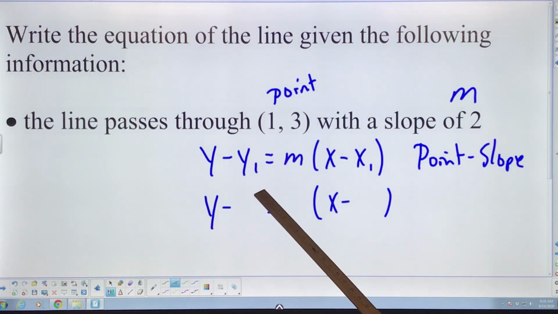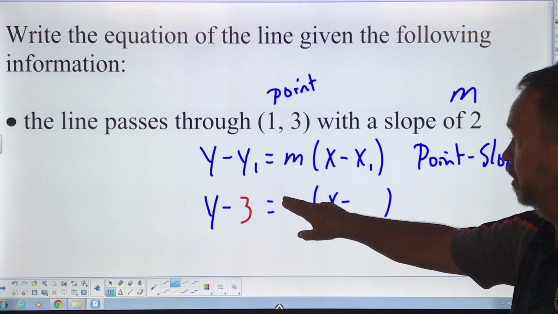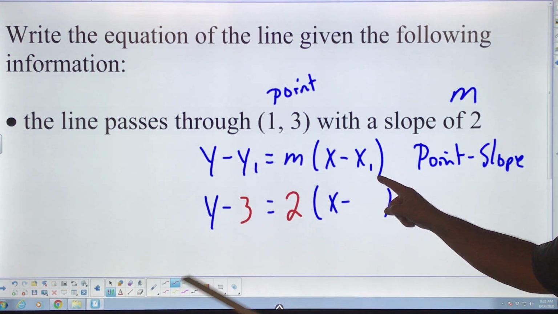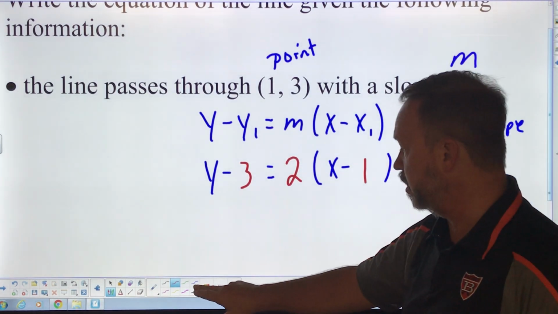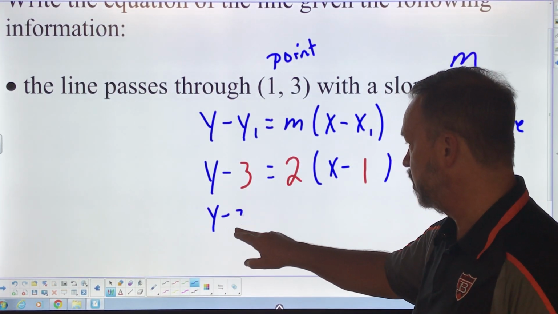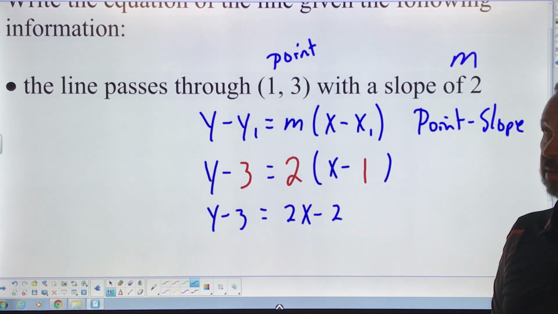So what is my y1? My only y is 3. What is my m? It is 2. What is my x? My only x is 1. And now, after just a tiny bit of work, y minus 3 equals 2 times x minus 1, right?